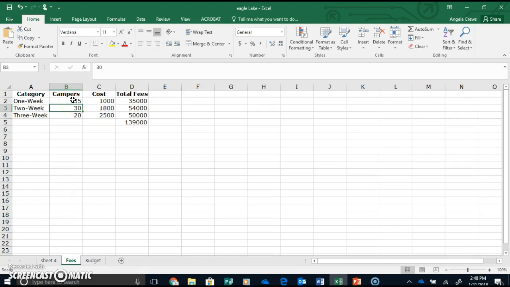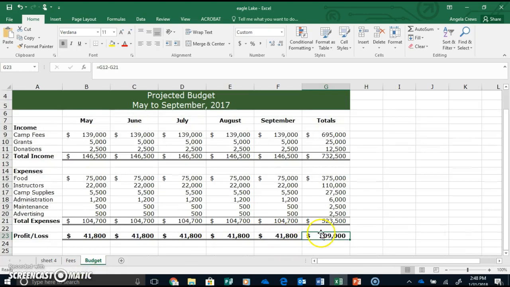Part B says, what is your new total profit with the 30% reduction in campers? So I'm going to go back to my budget and look here. Here's my new total profit, $209,000. If I compare that to what I got at question 1, which was $259,000 before I made any changes, my baseline is $259,000. Should I do it?